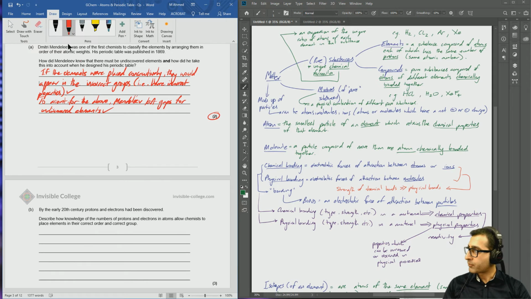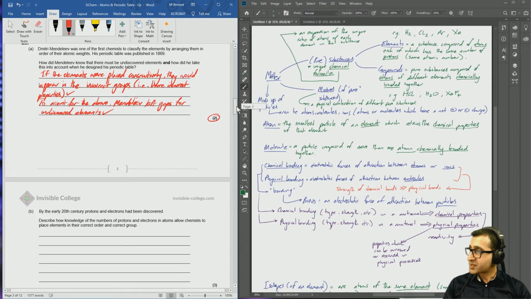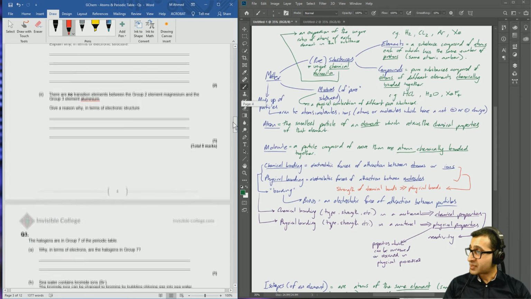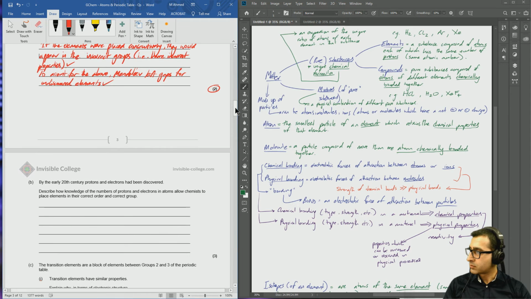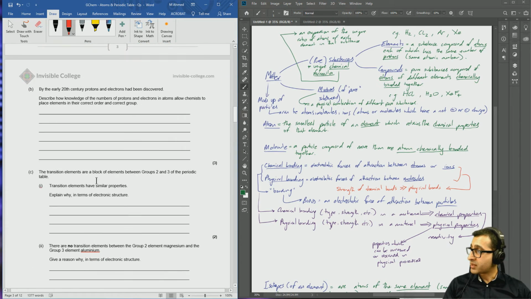Okay, so part B. The stem of this part of the question says, by the early 20th century, protons and electrons had been discovered, as we saw in the first segment of this webinar, where we talked about the development of the atomic model. Describe how. So here's our command word. Describe how knowledge of the numbers of protons and electrons allow chemists to place elements in their correct order and correct groups. Now, 3 marks.